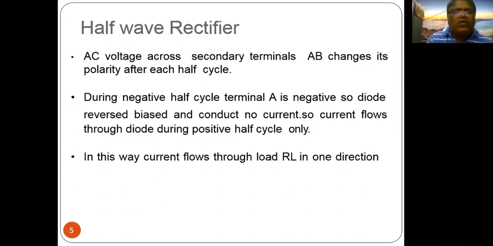So current flows through the diode during the positive half cycle only. During the negative half cycle, there is no current. That is why current passes only in the positive half cycle. In this way, current flows through the load RL in one direction. During the positive half cycle, the current passes through the load resistor RL.